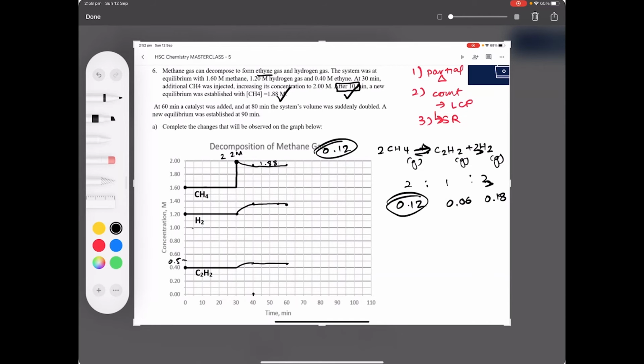We add a catalyst. Serene, what is that going to do to the concentrations of all these substances? Addition of a catalyst. Nothing change. Exactly, good. So you literally just keep following the straight line, right? So no change at all. So let's see what else happens at 80 minutes. So the next change is at 80. So you want to drag this line all the way to 80 for all of the curves. Drag it, drag it.